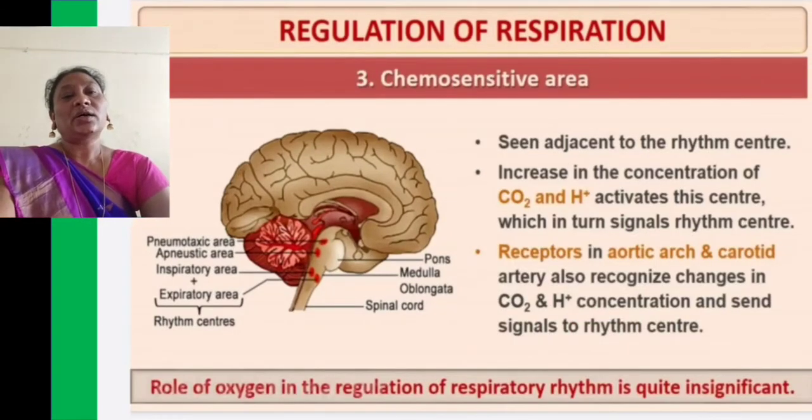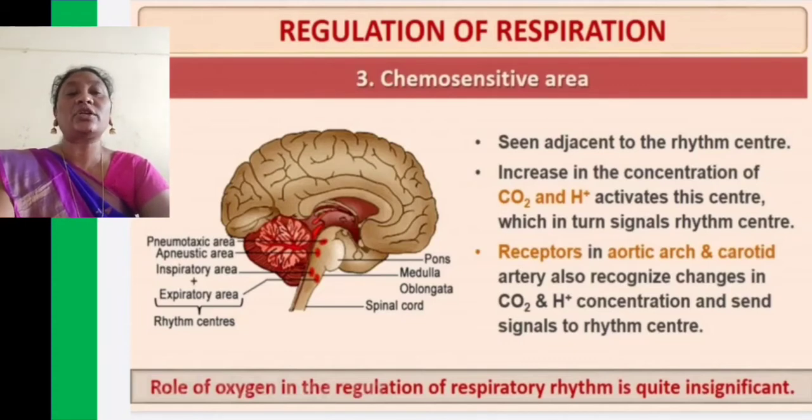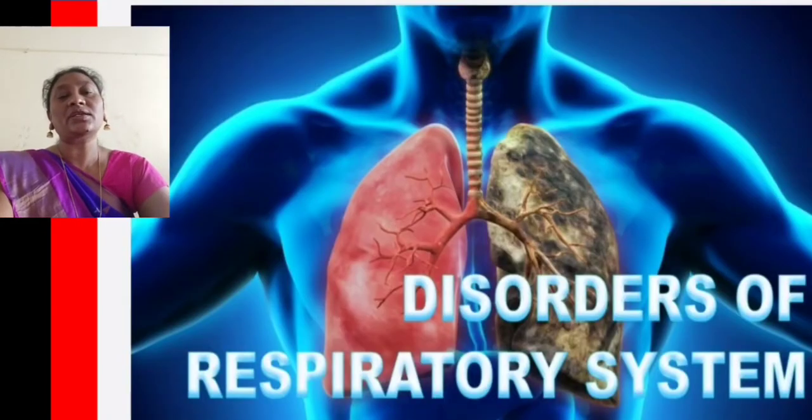Next, the chemosensitive centers. The role of oxygen in the regulation of respiratory rhythm is quite insignificant. This center is seen adjacent to the rhythm centers. An increase in the concentration of carbon dioxide and H+ ions activates this center, which in turn signals the rhythm centers. Receptors in the aortic arch and carotid arteries also recognize changes in carbon dioxide and H+ ion concentration and send signals to the rhythm center.